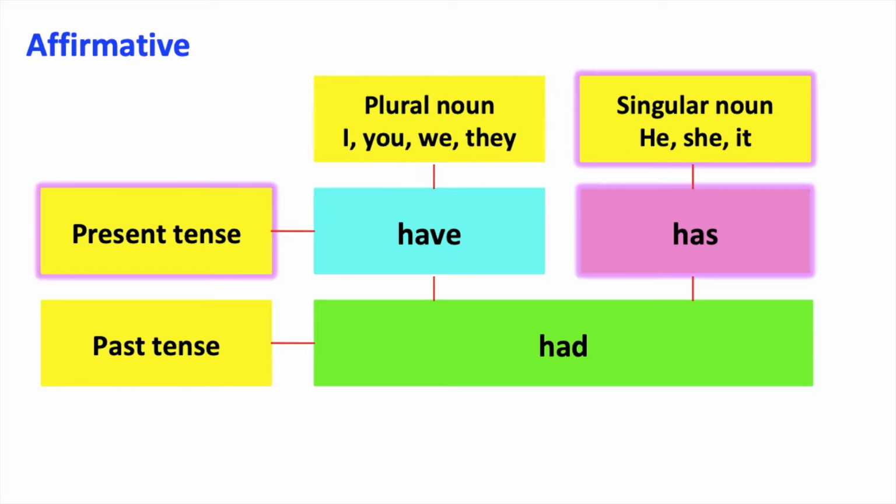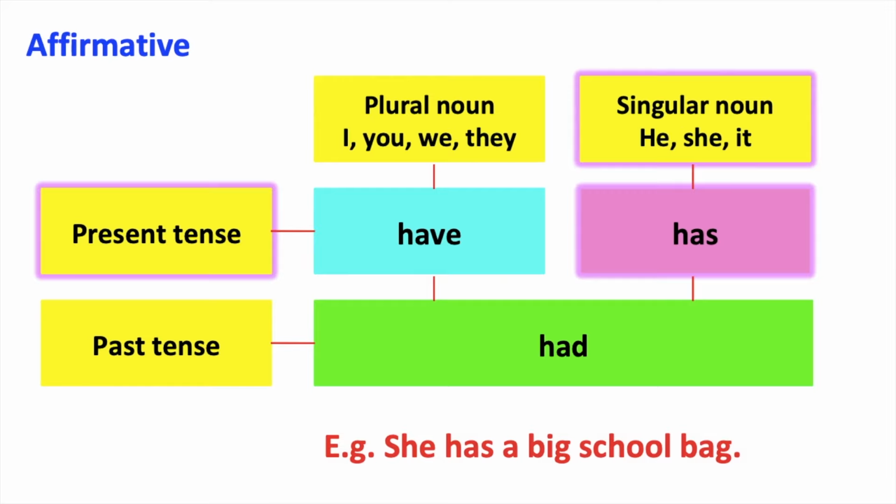If the subject is a singular noun, he, she, or it, and the sentence is in the present tense, then we use the verb has. For example, she has a big school bag.